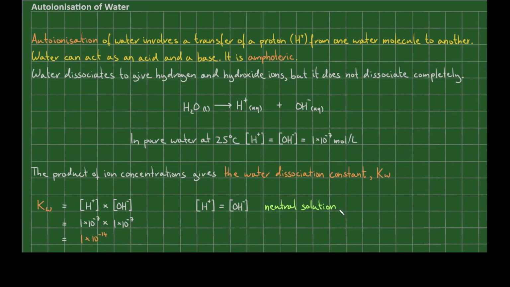In that case, the concentration of hydrogen ions has to equal the concentration of hydroxide ions. If the concentration of the hydrogen ions is greater than the concentration of hydroxide ions, we are dealing with an acidic solution. And conversely, if the hydroxide ions concentration is greater than the hydrogen ion concentration, we are dealing with a basic solution.